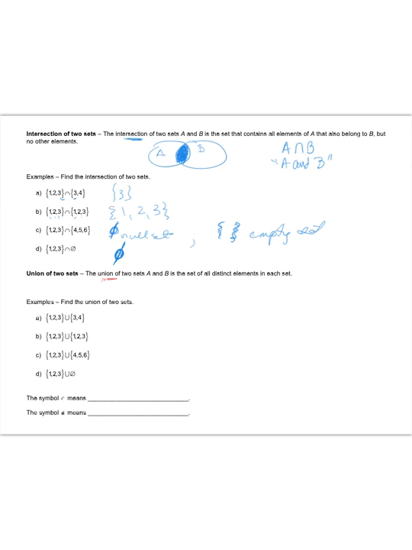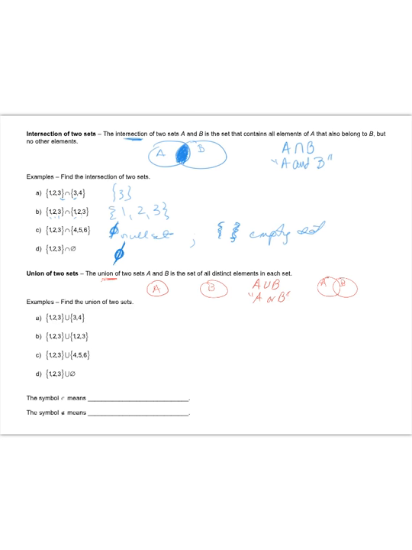The union of two sets, well, if we have set A and we have set B, or they could overlap, it's the set of all distinct elements in each. So if they did overlap, we wouldn't list these values that they both share more than once. We would read this as A union B, or A or B. So we would write the union as all the elements that are in either A or B.